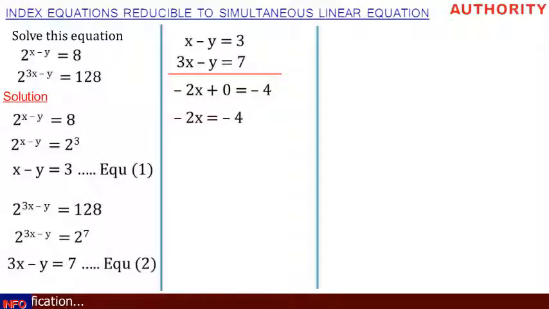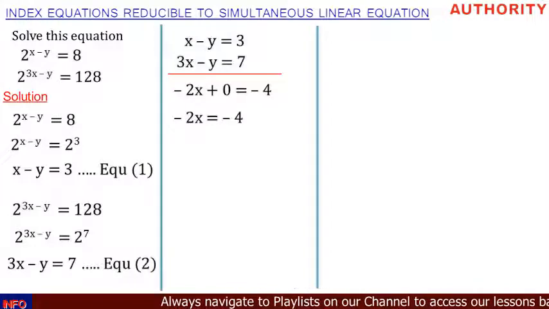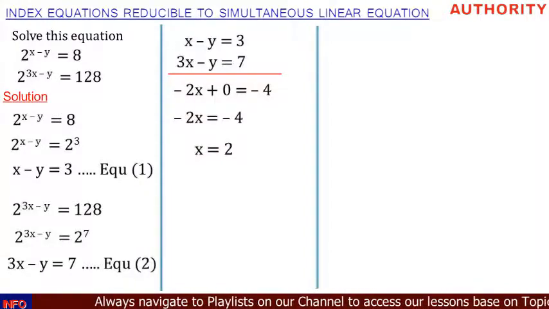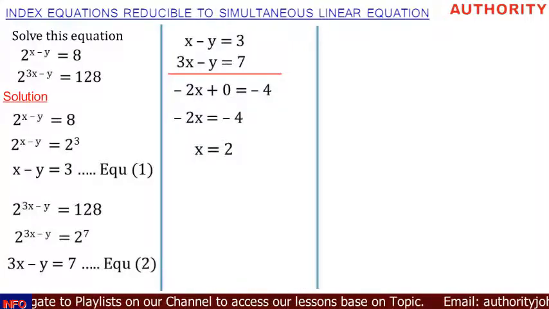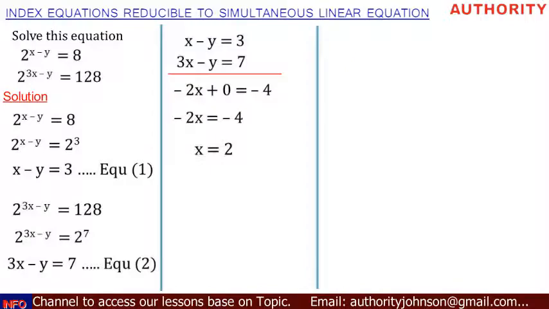We are looking for x, not minus 2x. So we divide both sides by minus 2 so that x will stand alone. Minus 2x divided by minus 2 is equal to minus 4 divided by minus 2. Therefore, x is equal to 2. All right, we have solved and obtained the value of x, which is 2.